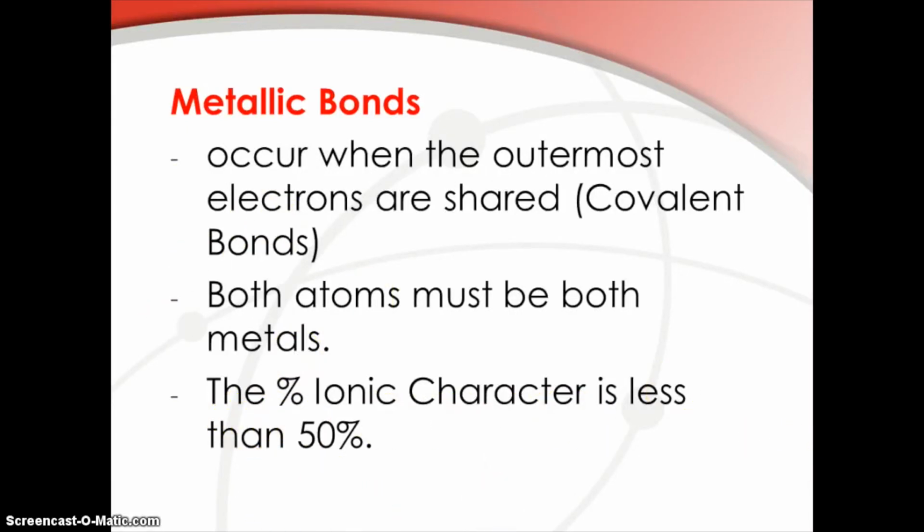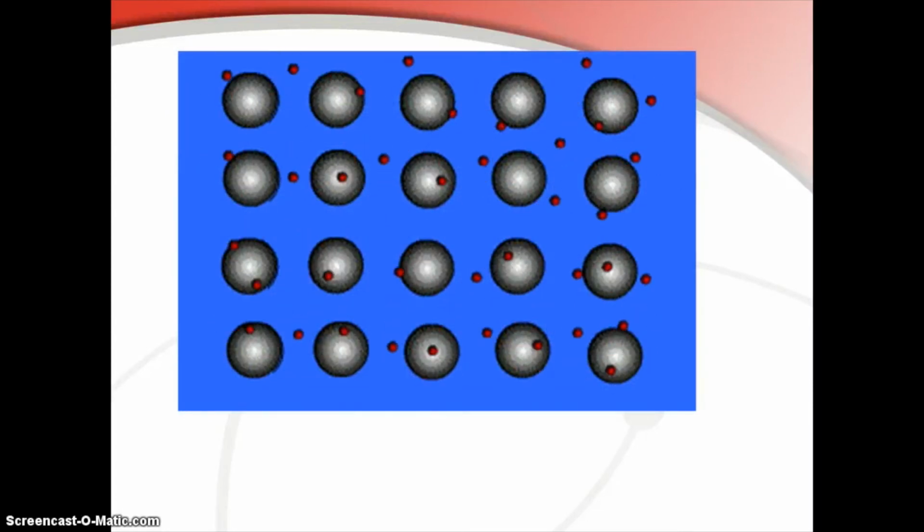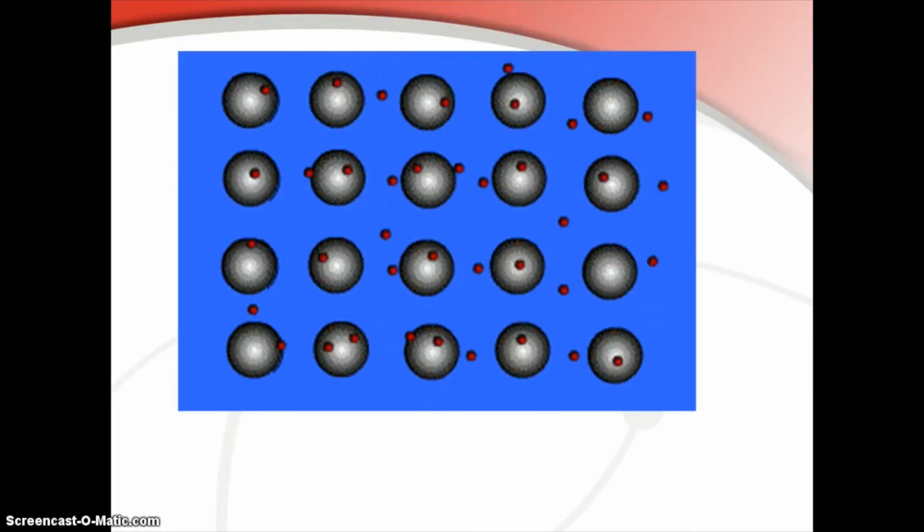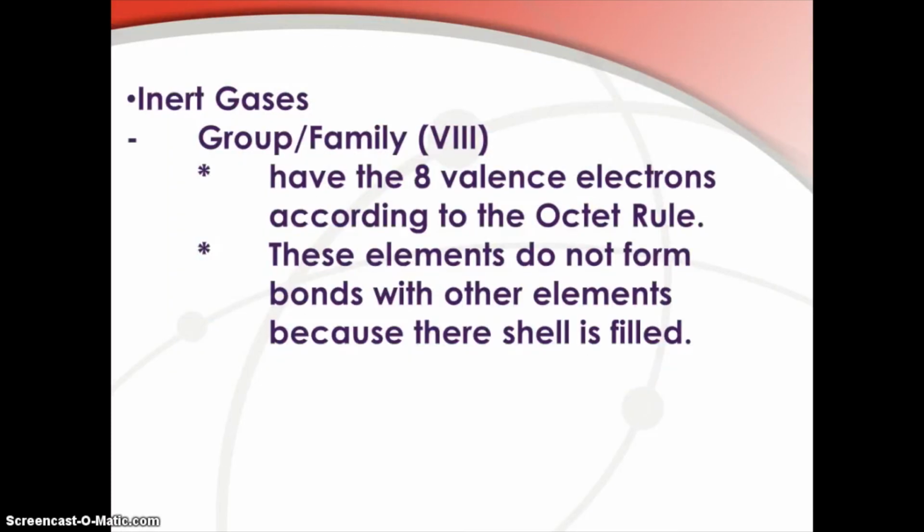Okay, so again, metallic bonds occur in the outermost electron shells when they're sharing them. And the atoms must both be metals, and the percent ionic character has to be less than 50%. And this is what it looks like when they're moving around the nucleus of the atoms. Last thing here today, inert gases are also known as your noble gases.